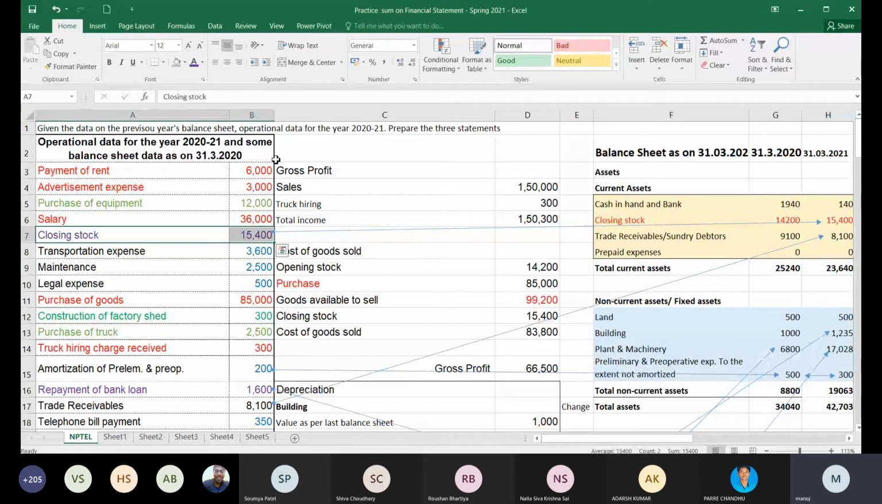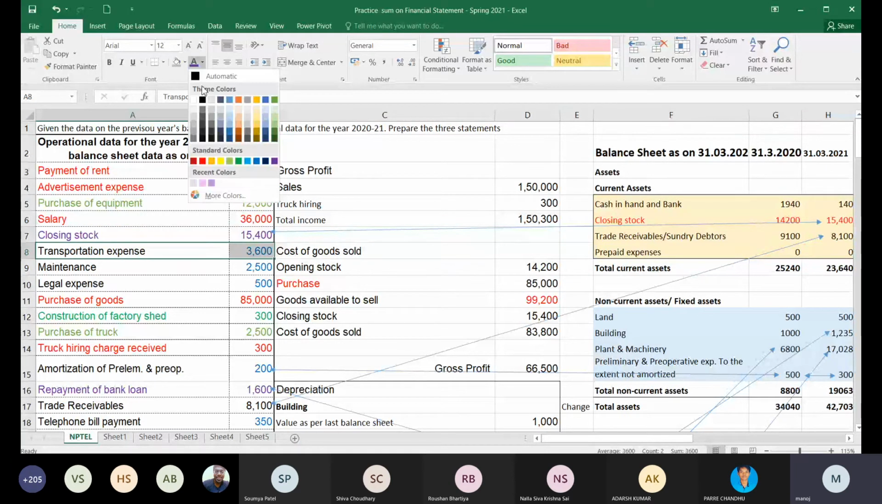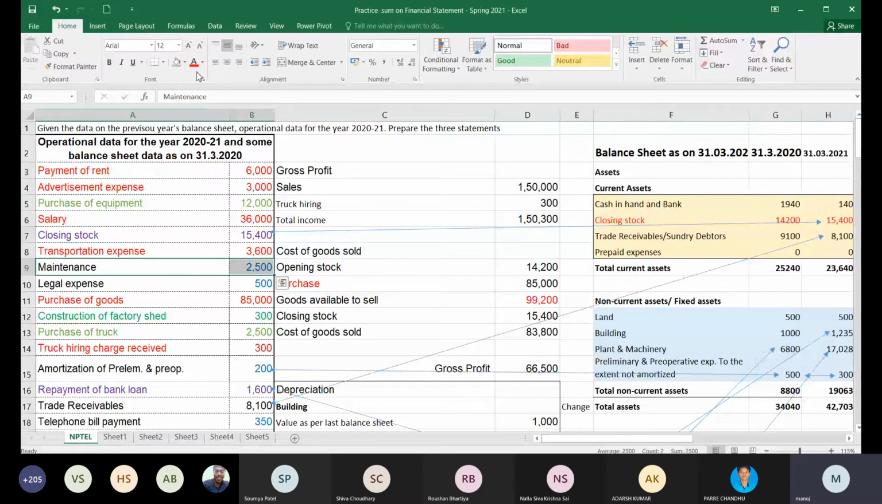Now, transportation expense is an operating expense because you pay the transporter and he goes off and nothing remains. Maintenance is an operating expense. Then legal expense also is an operating expense. Purchase of goods is not an operating expense. Why? Because it remains with you for a long time. Let us put it in green.